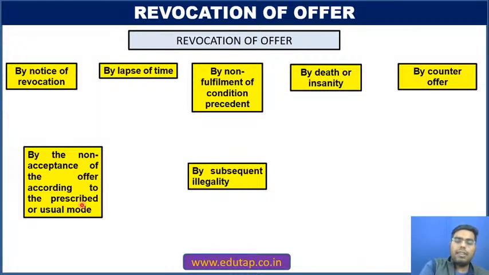Last is by subsequent illegality. At the time of making the offer, it was legal, but after that, the offer became illegal. The government made an announcement that it became illegal. So it is automatically a revocation of offer. At the time of making the offer it was legal, but after making it, it becomes illegal, so it is automatically a revocation of offer.